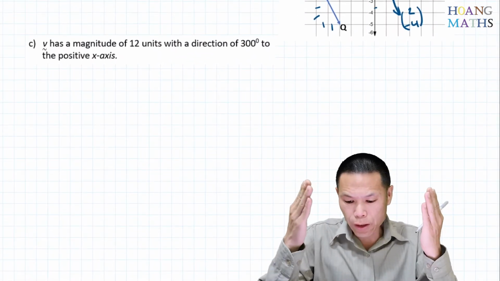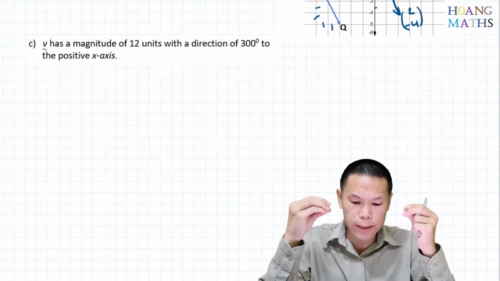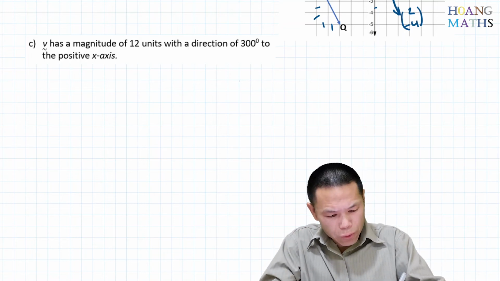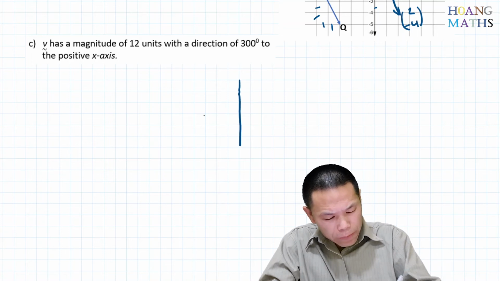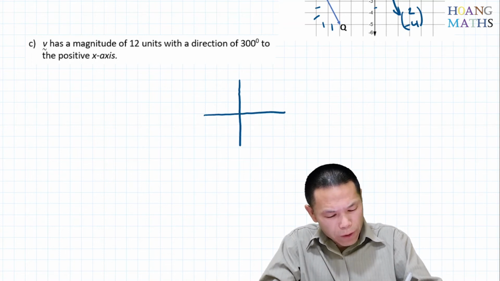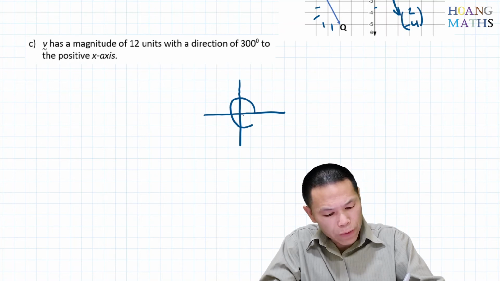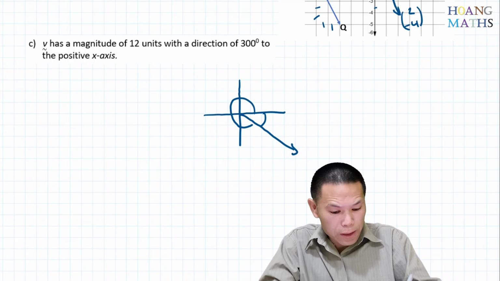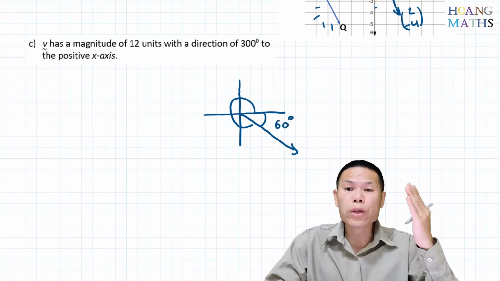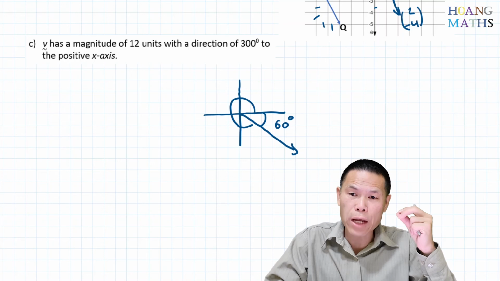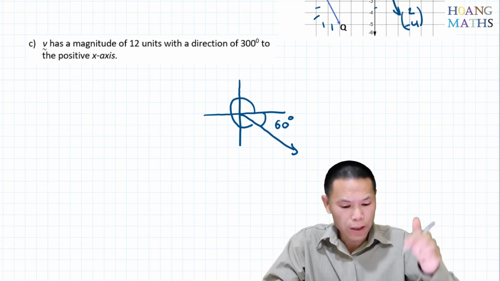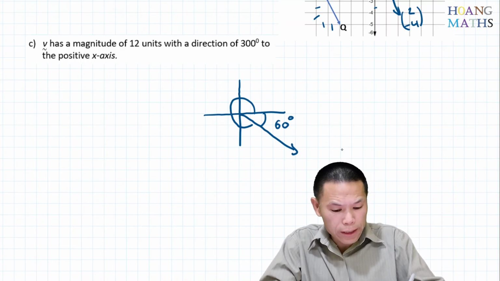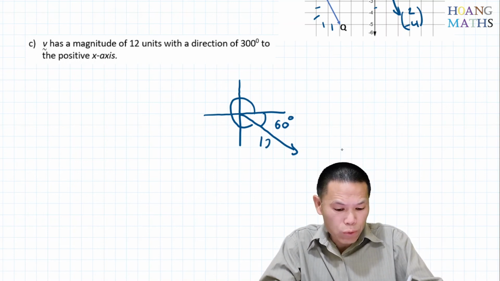Last one. V has a magnitude of 12 units and a direction of 300 degrees. Let me just draw the vector out first. So 300 degrees, it's from here to here, on the fourth quadrant. Therefore, the reference angle must be 60 degrees, because 360 minus 300 is 60 degrees. So the acute angle, or reference angle, is 60 degrees, and we have the magnitude of 12 units.